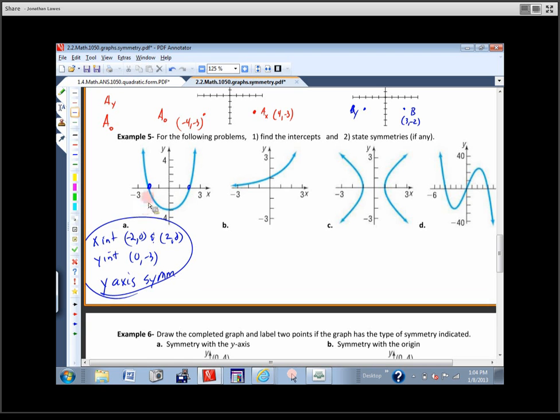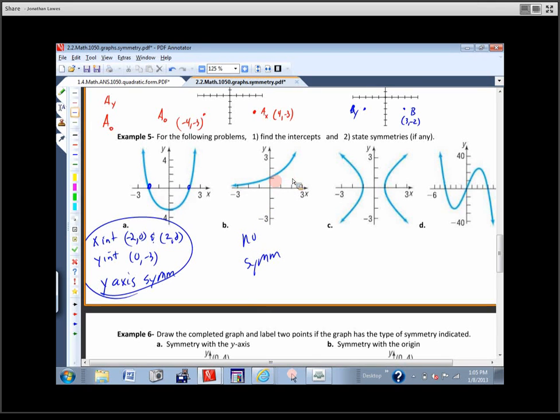Okay, intercepts are easy enough, aren't they? You can tell those just by looking at it. Let's look at this one, and I'm just going to talk about this one. I'm not going to write it down. Any symmetries here? None, because the top doesn't look the same as the bottom. The right and left certainly don't look the same. And if I spun this 180 degrees, it would look like this. Okay? So there's no symmetry here.